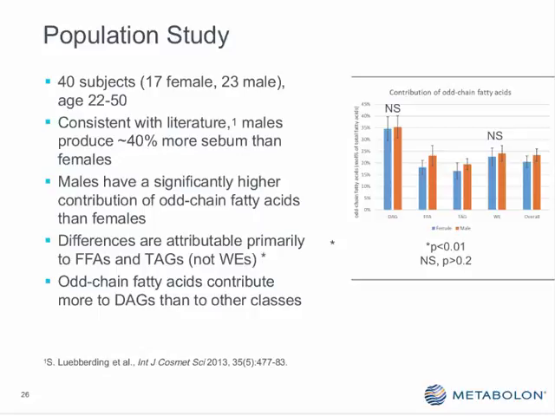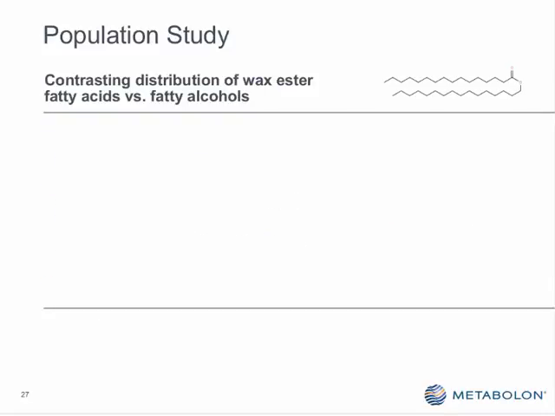And furthermore, what we also noticed, which was a little bit unusual, is that the DAGs actually contained a higher percentage of these odd chain fatty acids than did any of the other classes. So it was very nice to see both things that confirmed what the literature had said, but also to be able to, as you can see here, add, based on those important properties of this method, the ability to have that quantitation and that specificity, these new pieces of information. Further, when we looked at the wax ester classes, what we saw was that there was actually quite a difference between the fatty acids and the fatty alcohols in terms of the chain lengths and levels of unsaturation.